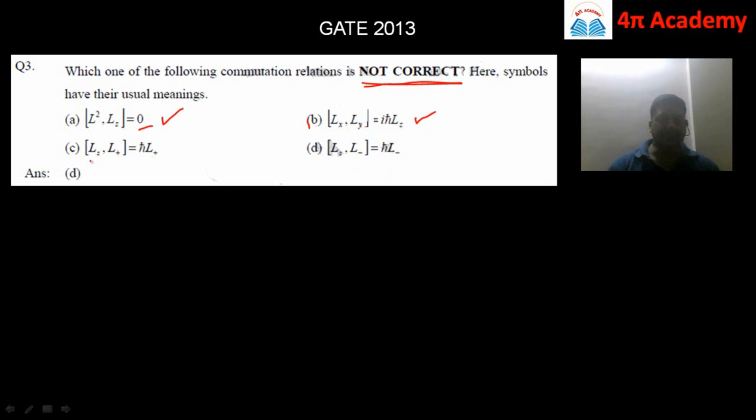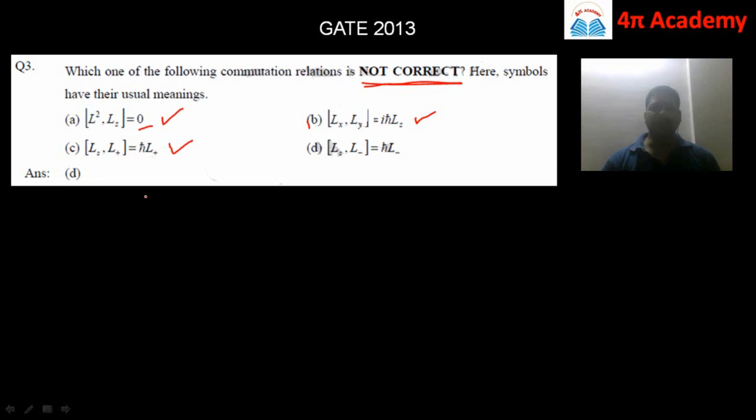Then we have also seen the commutation relations of the operator Lz with L plus and L minus, which are called the ladder operators, that is raising operator L plus and lowering operator L minus, and the relation is Lz comma L plus is equal to plus H cross L plus. We have seen this relation, so this relation is also true.